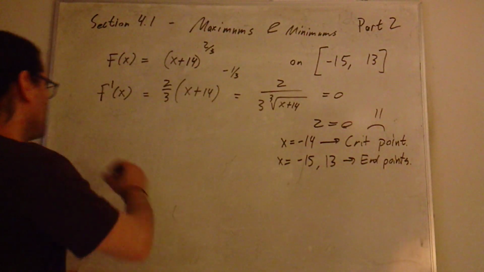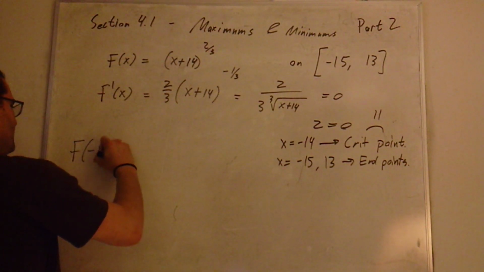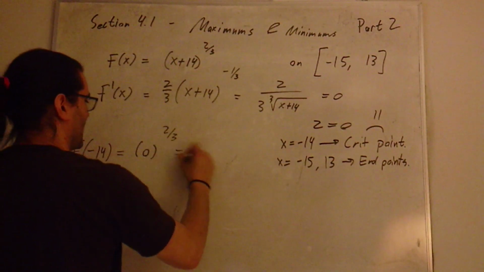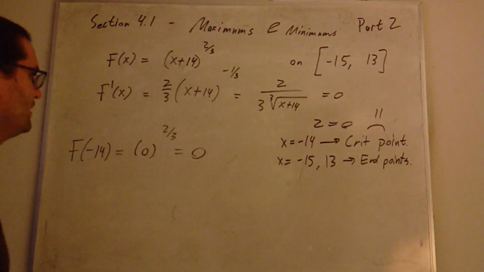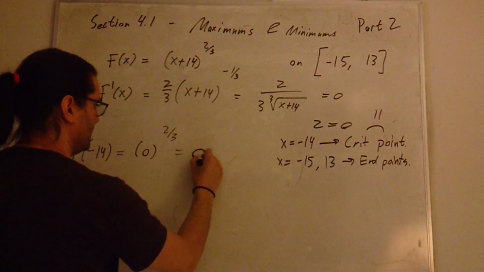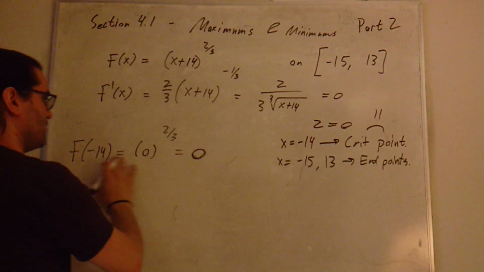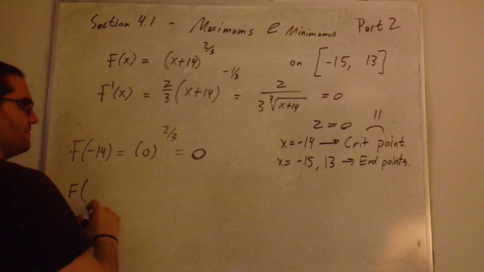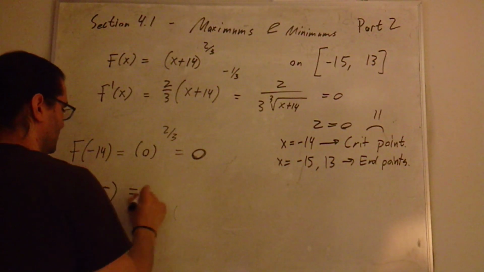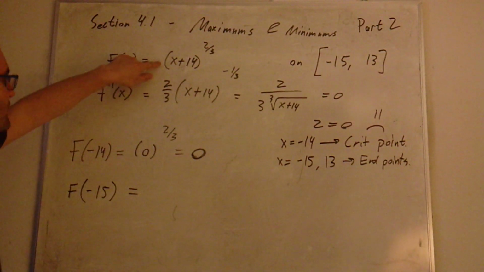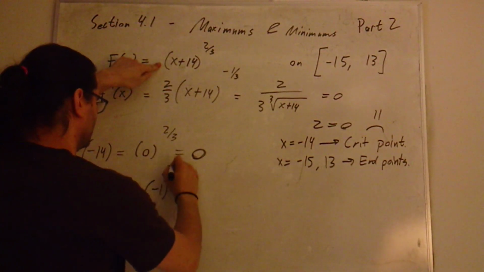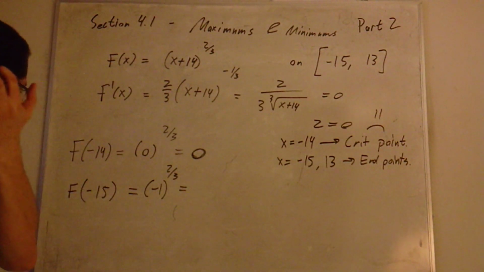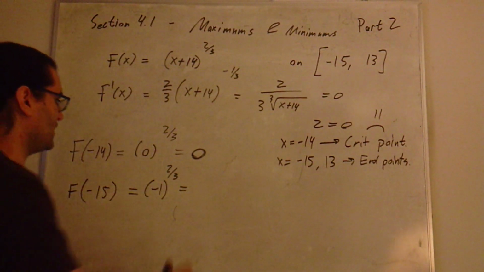It's also interesting to note that x equals negative 14 makes the derivative undefined. Well, let's see what happens when we plug it into the original function. F of negative 14 is 0 to the 2/3, and that's just 0. And that's fine. So the derivative is undefined, but the original function has a value. Let's look at f of negative 15. When we plug negative 15 in here, we have negative 1 to the 2/3. So negative 1 squared is positive 1. The cube root of positive 1 is 1.